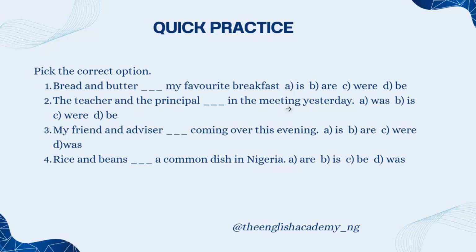So what is the answer to this question? The teacher and the principal dashed in the meeting yesterday. The answer is what? Were. Did anybody say was? Or if you said was, don't be confused. Why not was? Remember, it cannot be was because we need a plural verb. The teacher and the principal, that's what? Two separate individuals because of the article the.